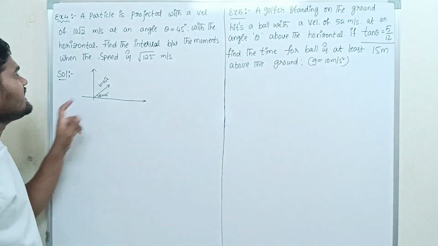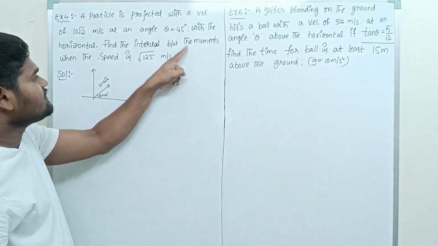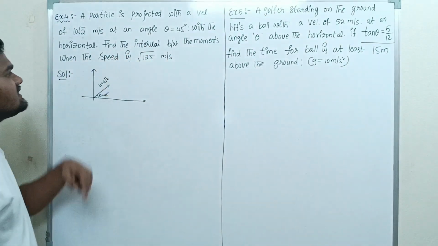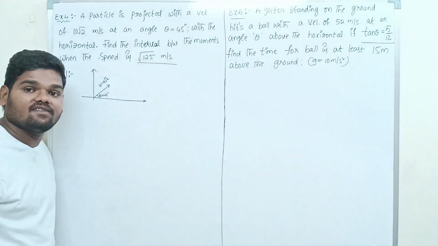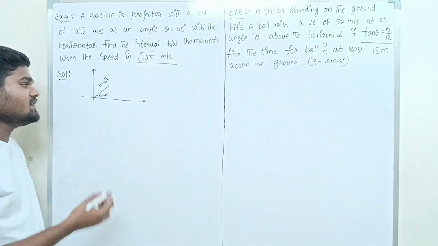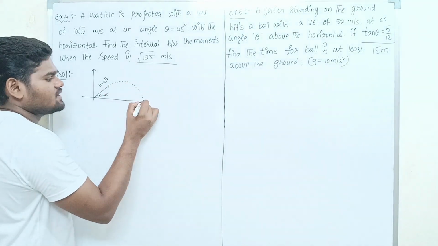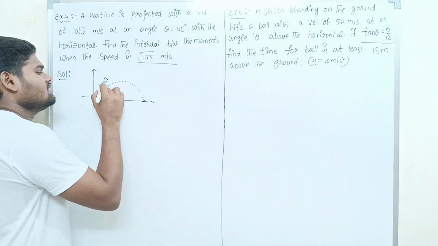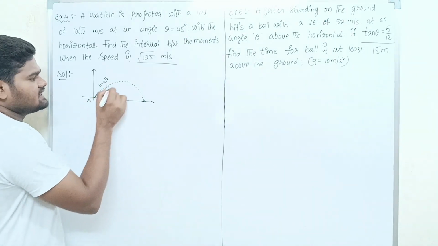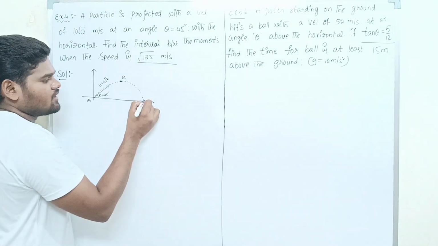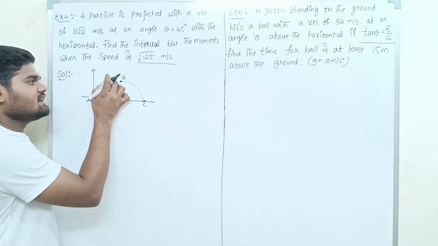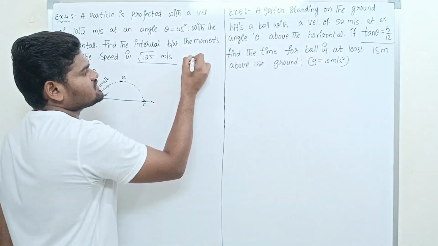Okay, sir. What are they asking? Find the interval between the moments when the speed is root over 125 meter per second. So one object is projected, and it completes a projectile motion. I told you, let us consider this as point A, point B, and this as point C. We projected the object with a speed u equal to how much?